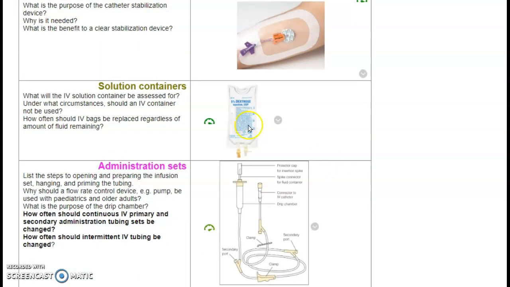The next thing is the solution container. Typically, these are plastic bags. We need to check these to make sure that the fluid is not contaminated or cloudy, that there's no signs of any items in the bag itself, that the bag itself is not damaged or leaking, that it has not expired, and that it is the appropriate fluid that has been ordered by the doctor. We need to make sure also that the bag has not been previously opened.